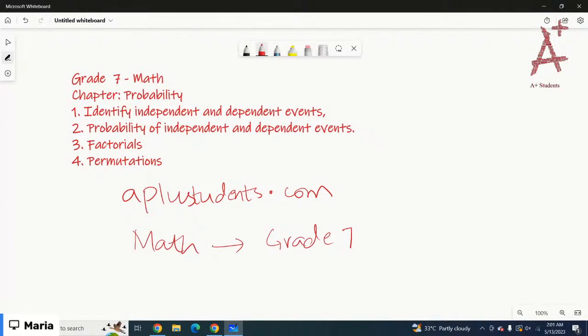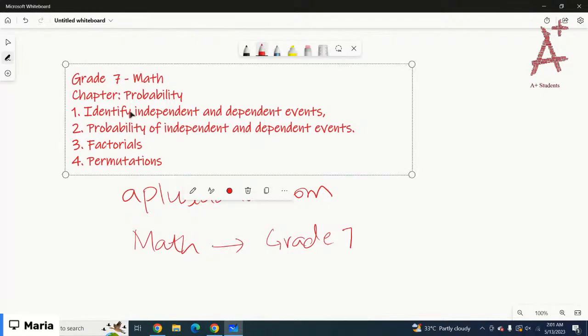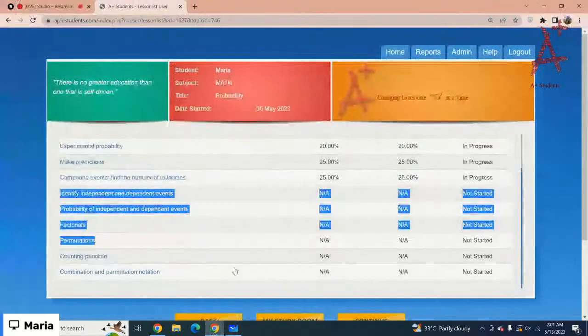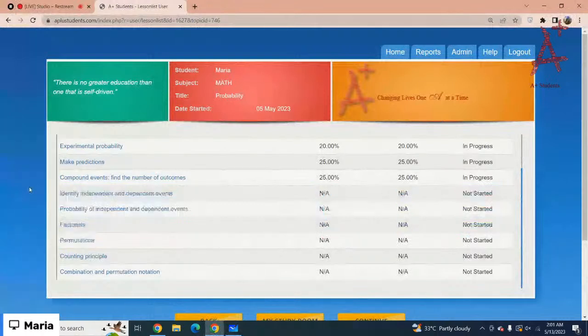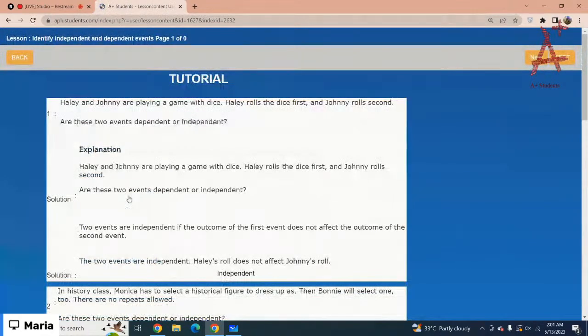We're going to start with the chapter probability, and the lessons we're going to cover today are identify independent and dependent events, probability of dependent and independent events, factorials, and then we'll do permutations. So let's just start with the first lesson. I'm on grade 7 maths. The chapter we're going to start with is probability. Let's start with the first lesson, identify independent and dependent events.